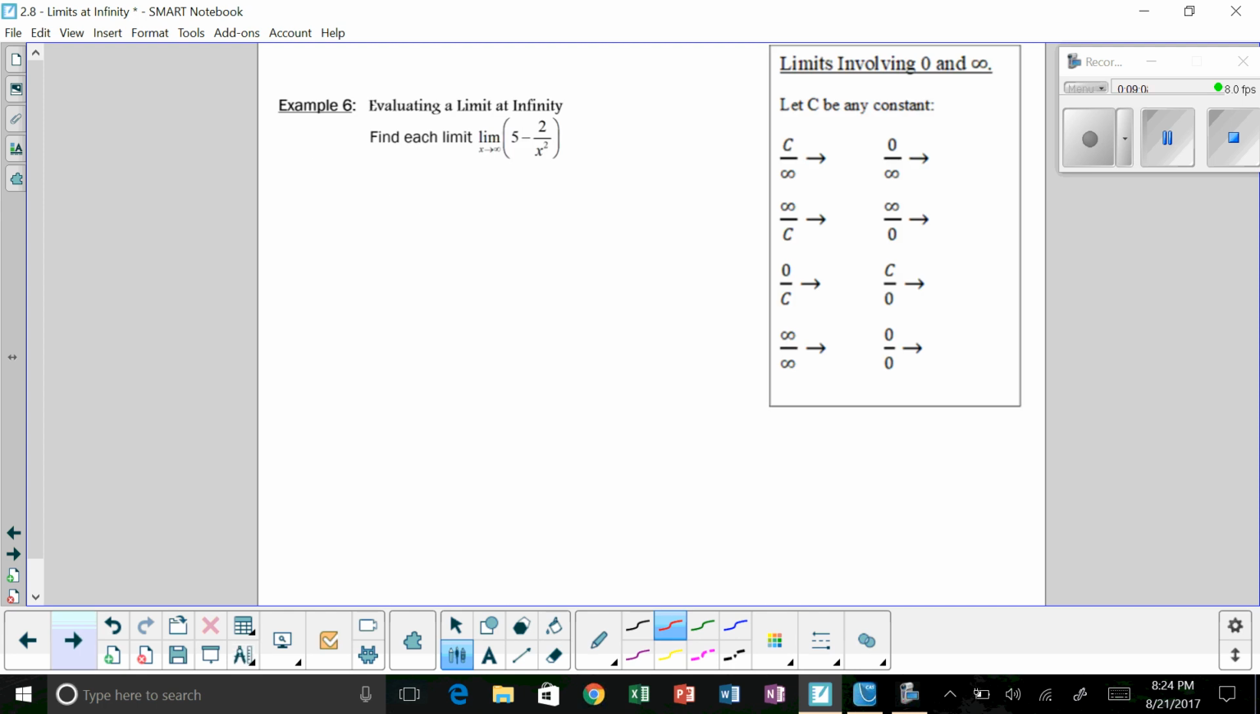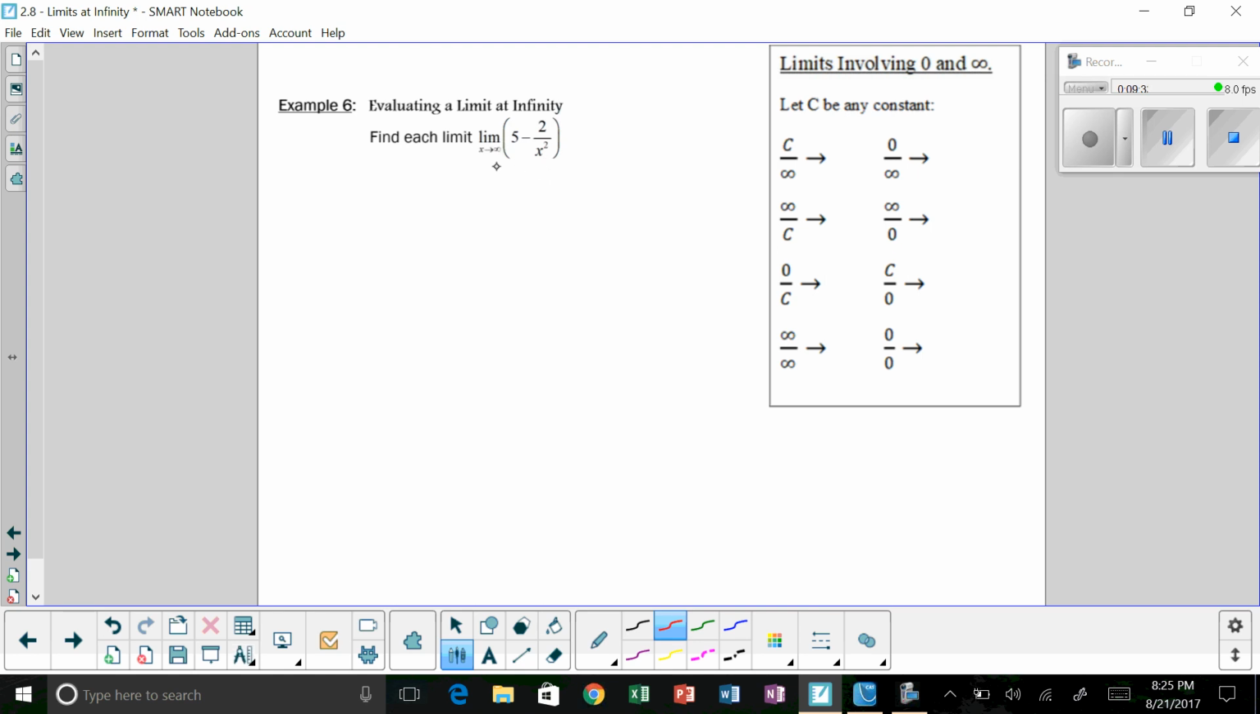Let's take a look at an algebraic example. This is the limit as x approaches infinity of the function 5 minus 2 divided by x squared. We can use some of the logic that we studied in the last section to help us reason through this. In this case, let's focus on the fraction 2 over x squared first. The denominator of this fraction is x squared, and x is going to infinity.